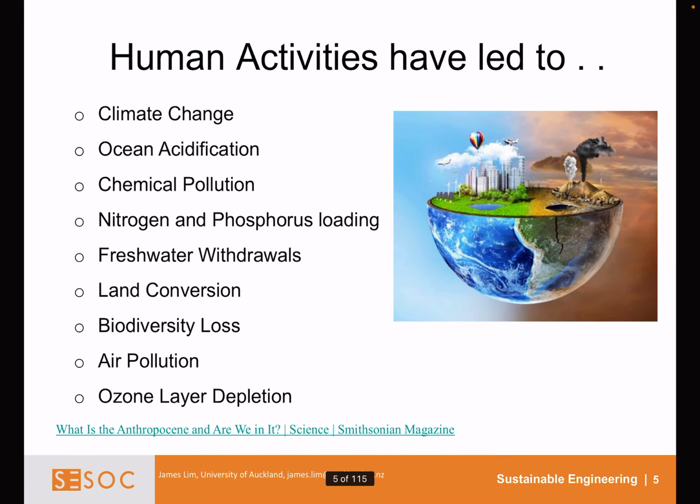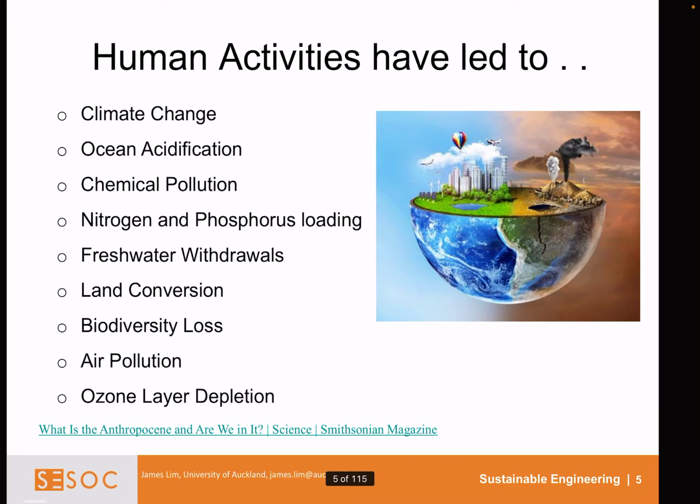Human activities have caused climate change, ocean acidification, chemical pollution, nitrogen and phosphorus loading, freshwater withdrawals, land conversion, biodiversity loss, air pollution, and ozone layer depletion. We are in unknown waters with our own natural world, and it could be on the brink of mass extinction, as we can see in the picture on the right. As individuals and engineers, there must be something that we can do.